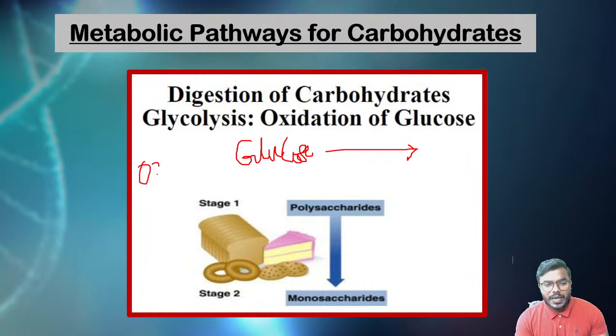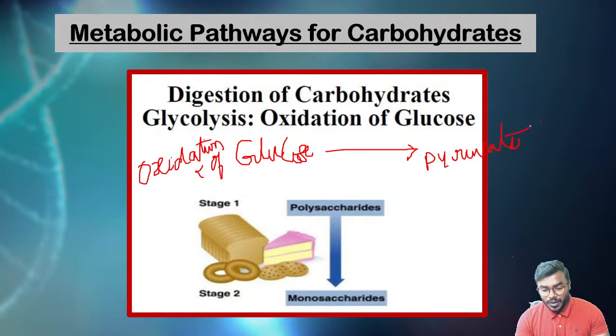Correct, friends? That's why this process is called oxidation of glucose. I am breaking the glucose into the pyruvate. Why do we have to start only from the glucose? Why can't we start from any polysaccharide?